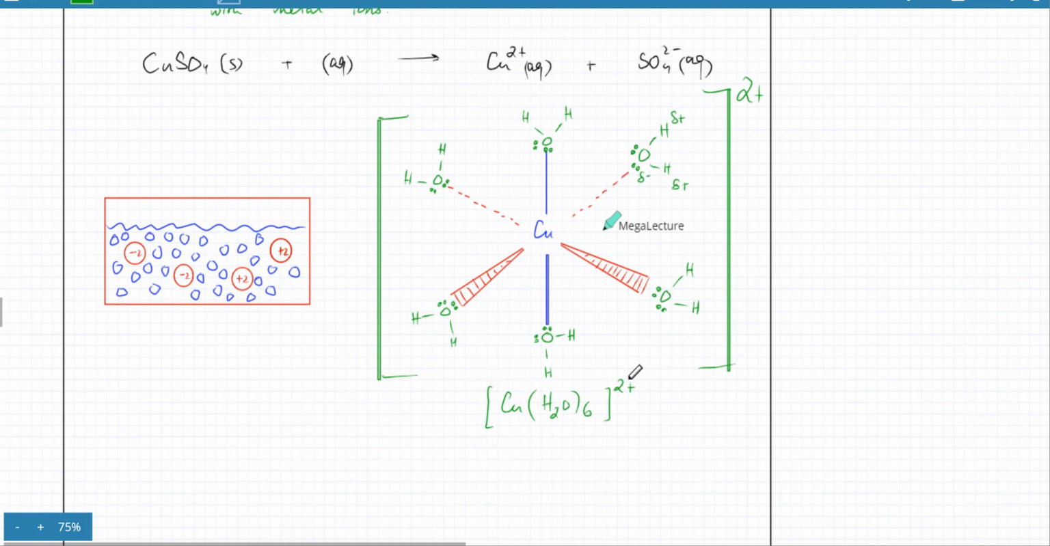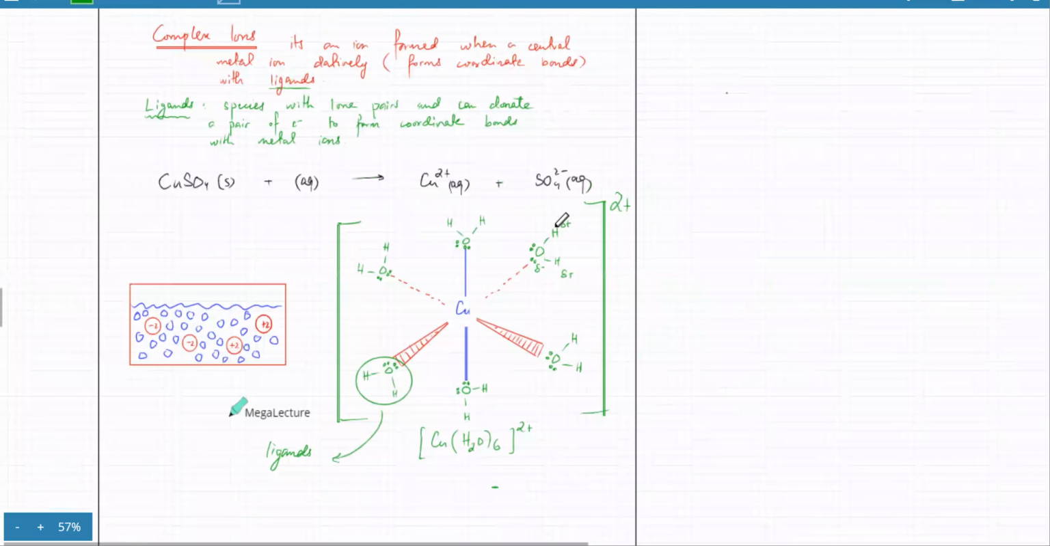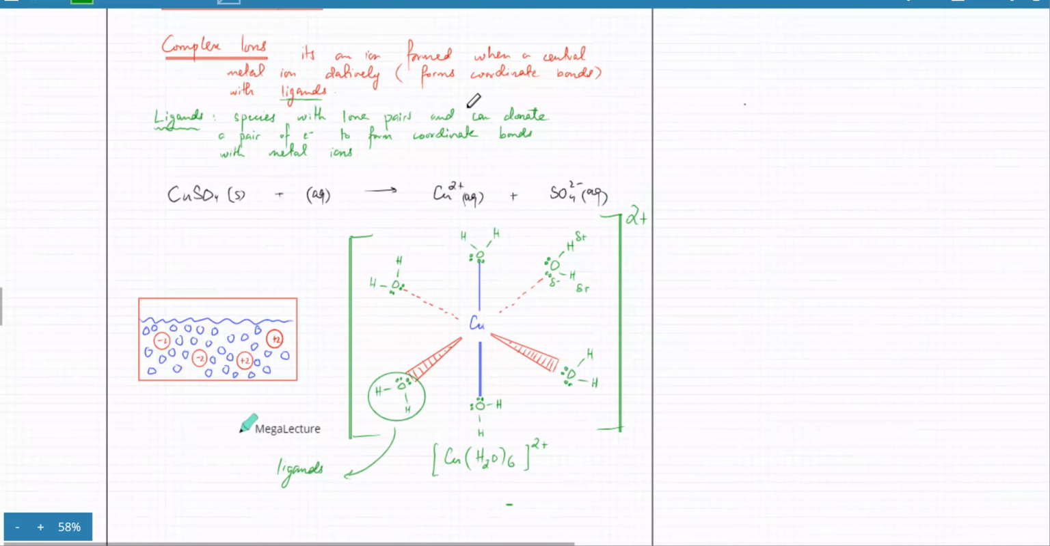And this is a complex ion, and this thing is known as your ligand. These water molecules are your ligands. So let me circle them. These are your ligands that we talked about, that we defined. They are species that have lone pairs, and those lone pairs can stick to the metal ions. So they are species with lone pairs that can donate a pair of electrons to form coordinate bonds with the metal ion. And a complex ion is an ion formed when a central metal ion datively bonds, or coordinately bonds, with ligands.